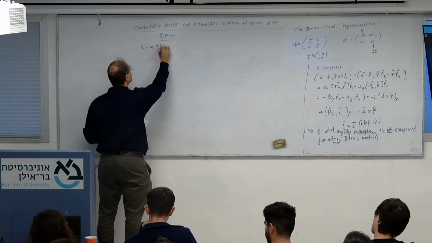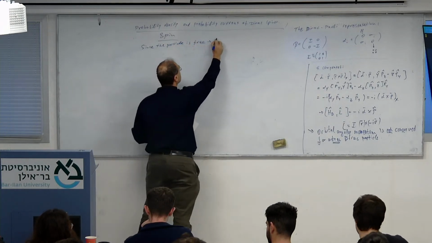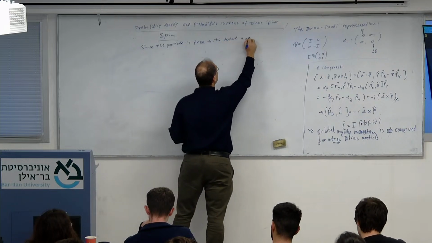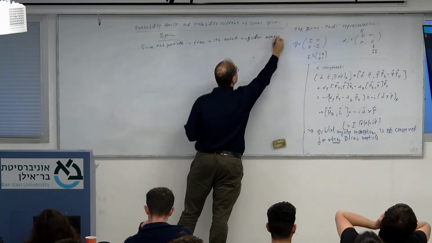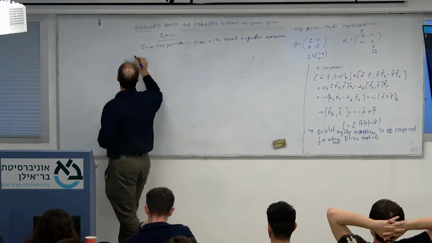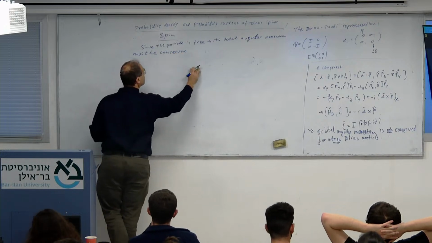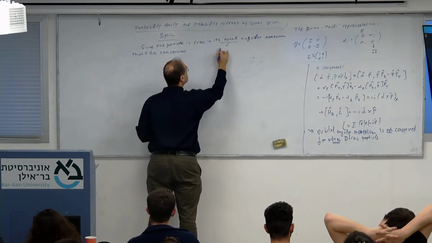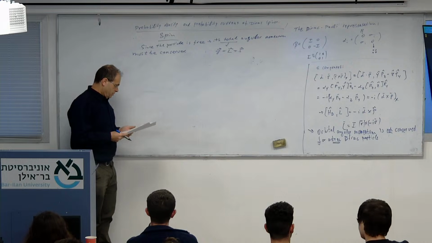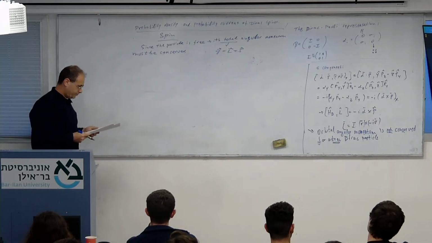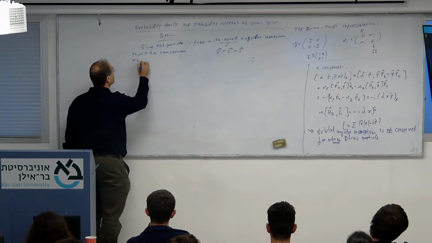Since a particle is free, its total angular momentum must be conserved. Total means J is equal to L plus S. That means that the particle must have spin.